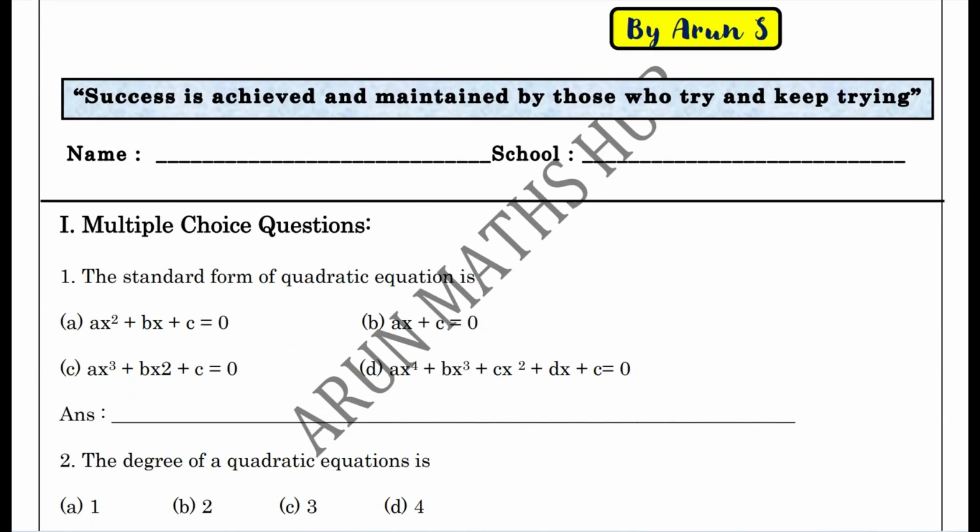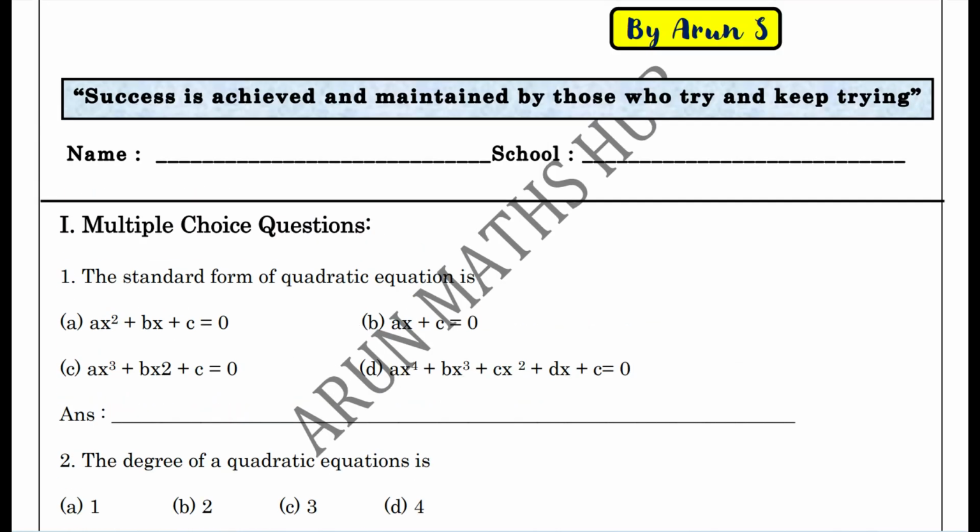See, success is achieved and maintained by those who try and keep trying. In case you are feeling difficulty in any of the concepts, you should try to solve again and again until you become perfect in it.